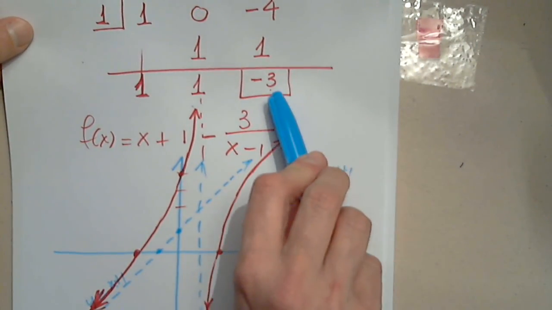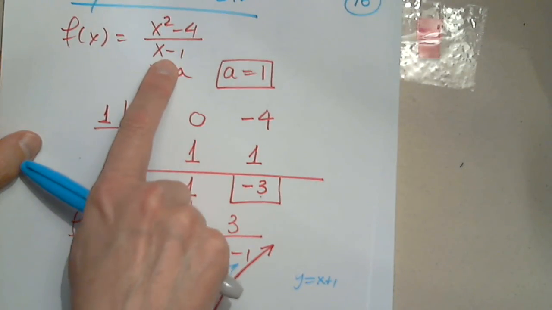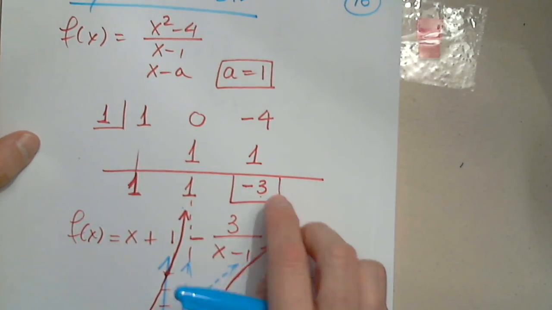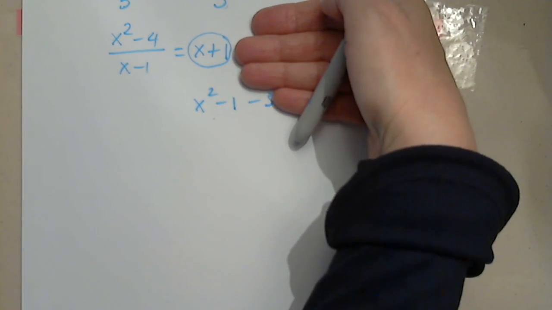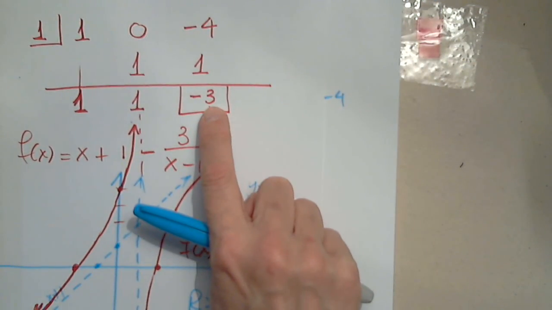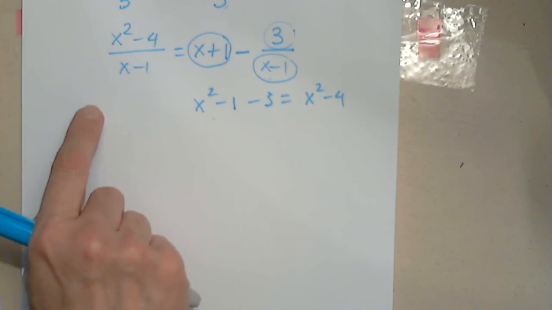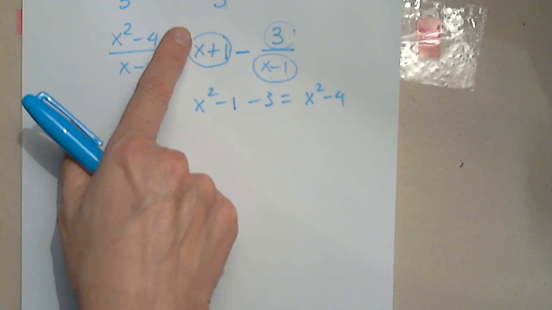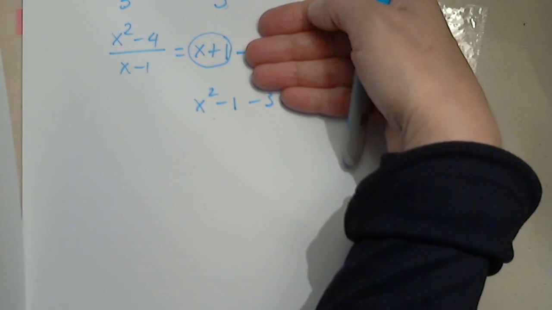So when I have a remainder, I have to write it over what I divided by, because I can't continue. If this is 0, then I'm done. The answer is x plus 1. But this is not 0. I can't omit that answer. So this can be rewritten like this. If I omit this, they're not the same.